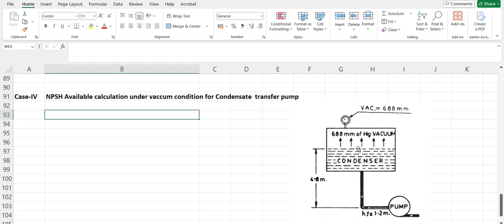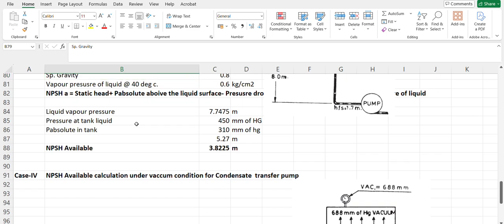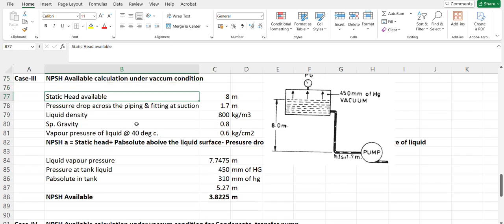This is the condensate tank, which has a vacuum of 688 mm Hg, and it has a static head of 4.6 meters, and delta P due to friction is already mentioned here, so we need not calculate it, which is 1.2 meters. So we will consider the same here.